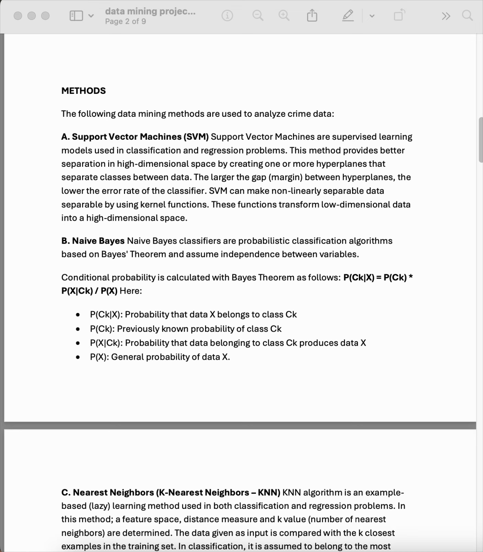Where is it strong? In low or medium-sized datasets, if there is a clear linear separation. Weakness: training time increases. In large datasets, performance may decrease if there are too many classes.